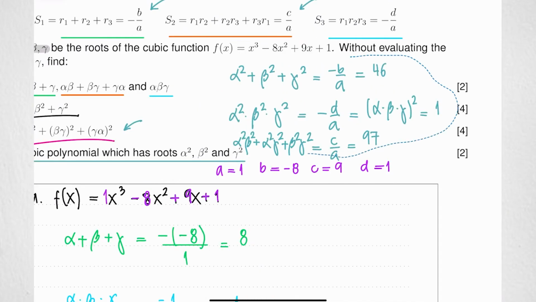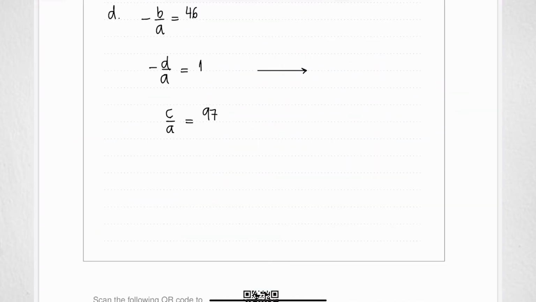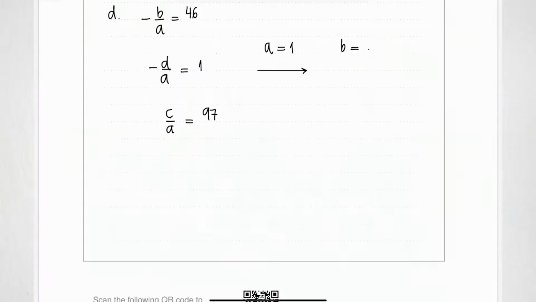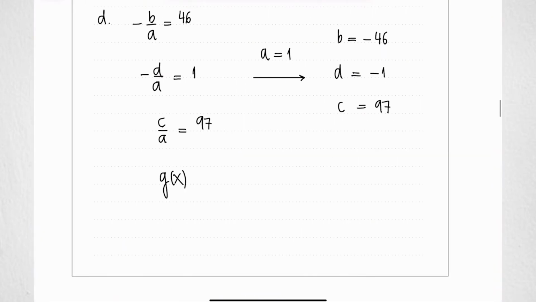Now we have these three equations here. And if you choose A to be 1, and you can make that choice, because it doesn't matter what you choose for A, the other coefficients are going to change proportionally. If we choose A to be 1, we get B equals -46, D equal to -1, and C equal to 97. Therefore, for this new cubic polynomial, we have A as 1, -46 as B, 97 as C, and -1 as D.